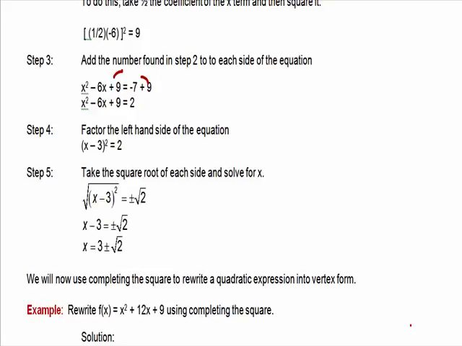You should go into the book now and take a look at some of the problems that they have and make sure you feel comfortable solving quadratic equations by completing the square.